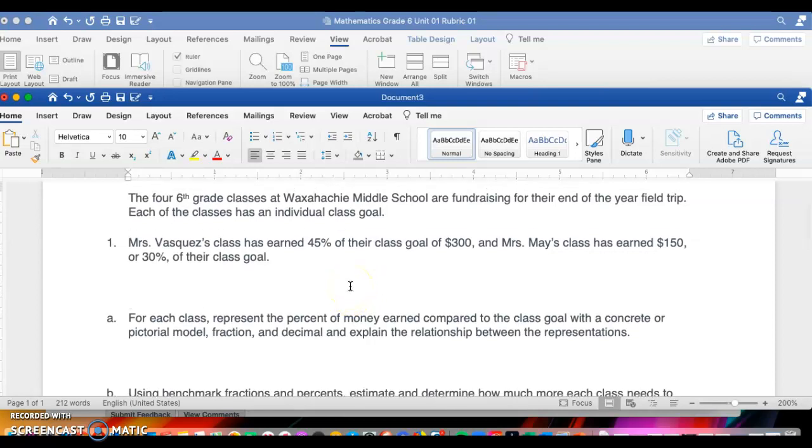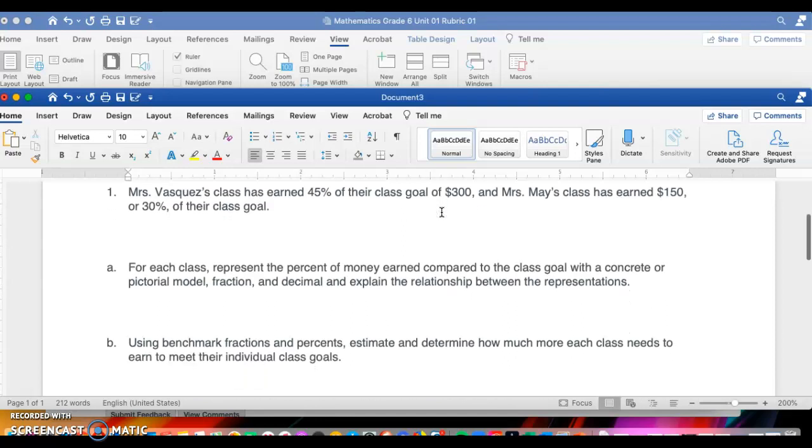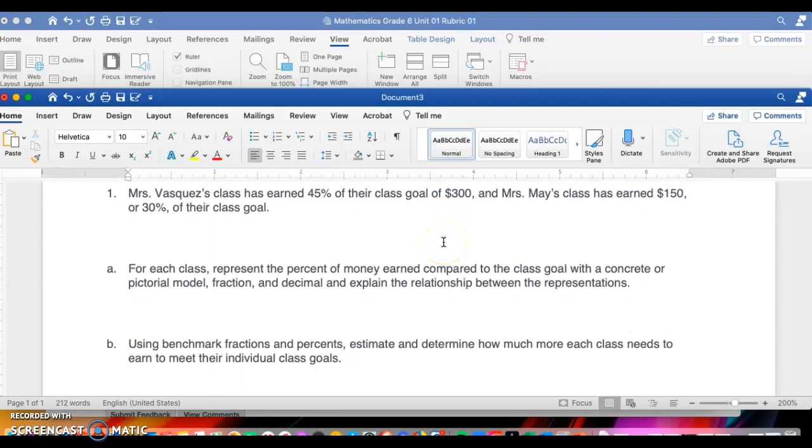So if we looked at this, this is grade 6, Unit 1, PA 1. The 4 6th grade classes at Waxahachie Middle School are fundraising for their end of the year field trip. Each of the classes has an individual class goal. Question 1. Ms. Vasquez's class has earned 45% of their class goal of $300, and Mrs. May's class has earned $150 or 30% of their class goal.